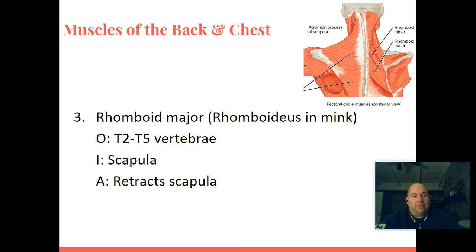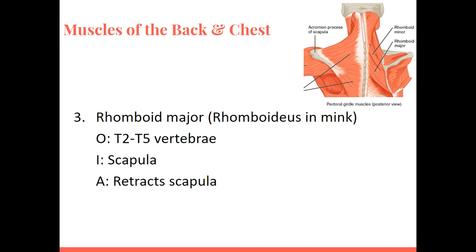Next muscle is called the rhomboid major, and the rhomboid major is underneath. It's actually deep to the trapezius, so that's why we only see it on one side. This is where the trapezius has been cut away. The rhomboid major has its origin in your thoracic region between T2 and T5, and it inserts onto the medial part of the scapula, and its job is to retract the scapula.